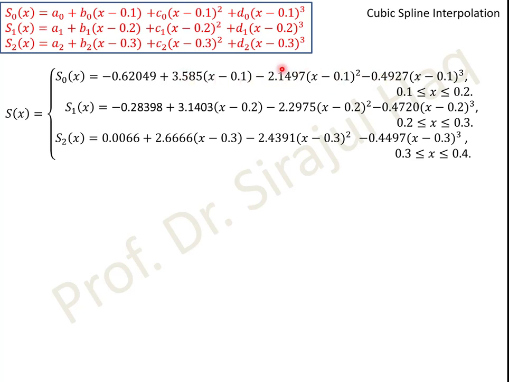You saw in the case of the natural spline, this coefficient was 0. But now you can see this is not 0. It's different from that one. This is because of the condition.